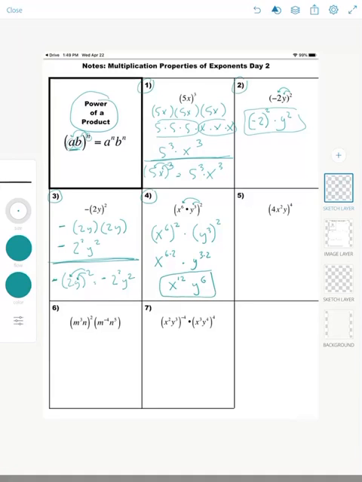Now you'll notice I didn't write this little multiplication symbol between the x to the 12th and y to the 6th. Sometimes you'll see it written, sometimes you'll see it not written. It's just implied if you write them next to each other, and it means multiplication.